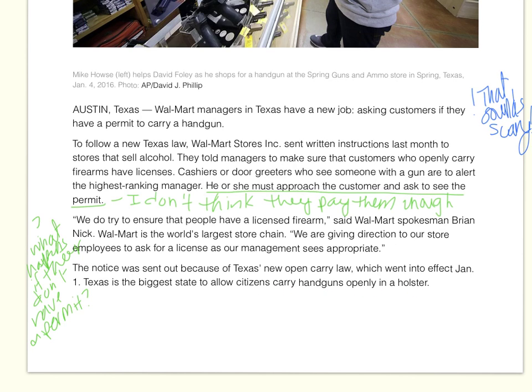I really wonder why people would want to open carry. I get concealed, but why would they want to open carry? Why does that matter?